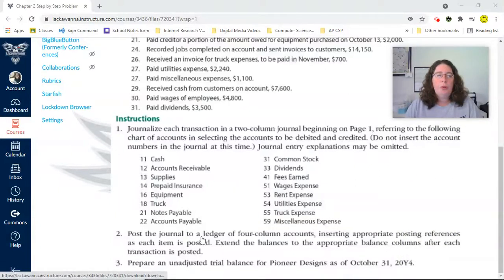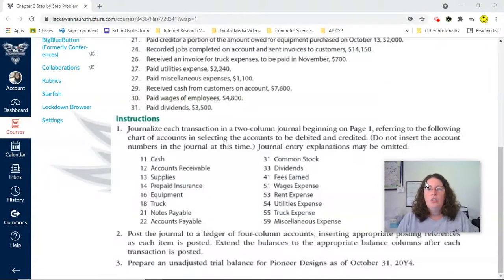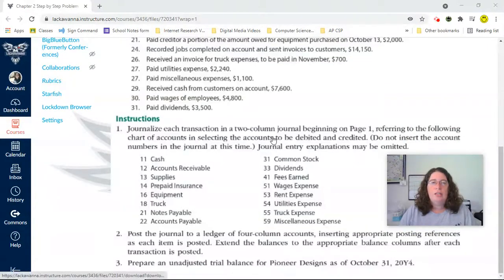Number 2, we're going to post the journal to a ledger of 4-column accounts, inserting appropriate post references as each item is posted. And I'll show you guys how to do that. And step 3, prepare the unadjusted trial balance. Okay, here we go. So again, we're going to start here by journalizing the transactions.